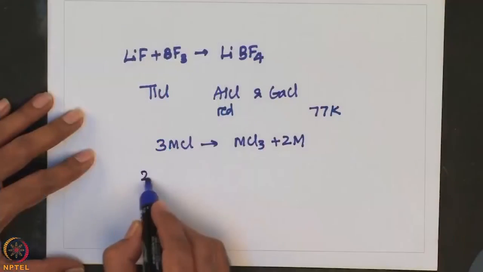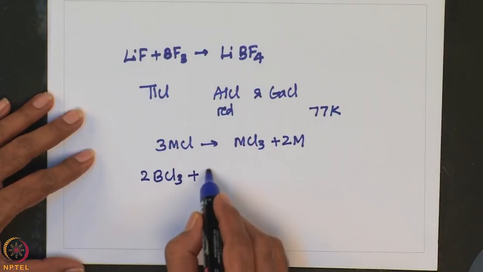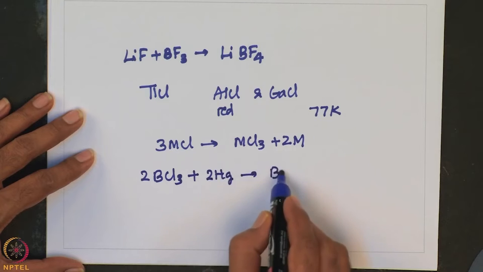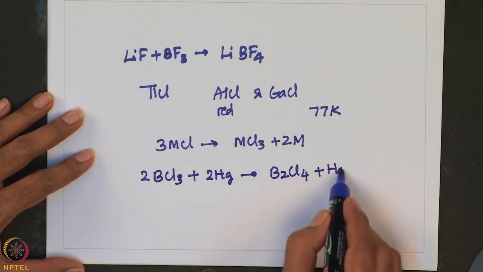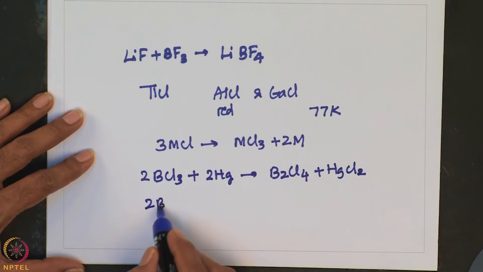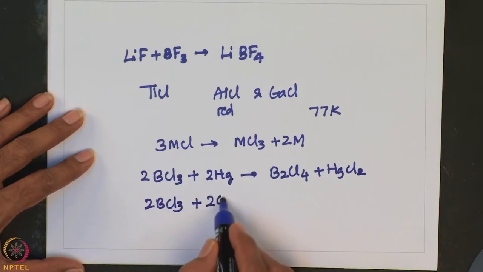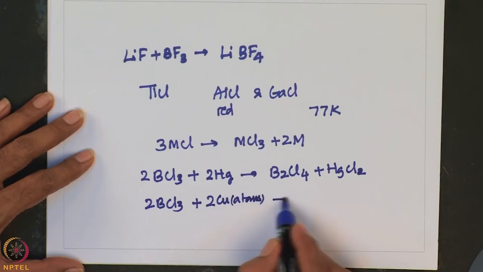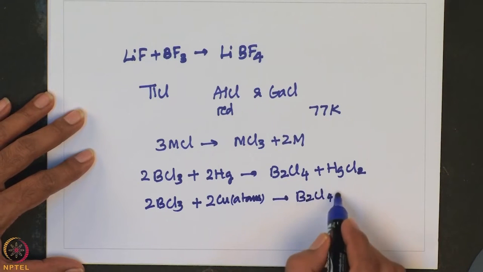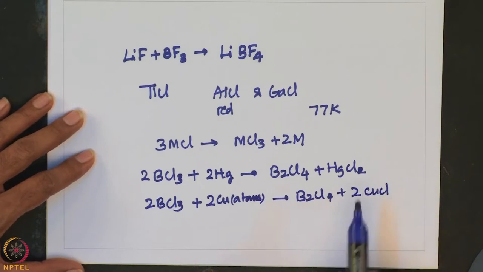And in case of boron, one can start from BCl3 and treat this with mercury. It forms B2Cl4 plus HgCl2. Or one can take 2BCl3 and treat with copper atoms to generate B2Cl4 through the formation of two equivalents of cuprous chloride. So, some atoms of the same element are oxidized and others reduced in the same reaction, which is called a disproportionation reaction. Disproportionation reaction is nothing but a reaction in which the same element is oxidized as well as reduced.